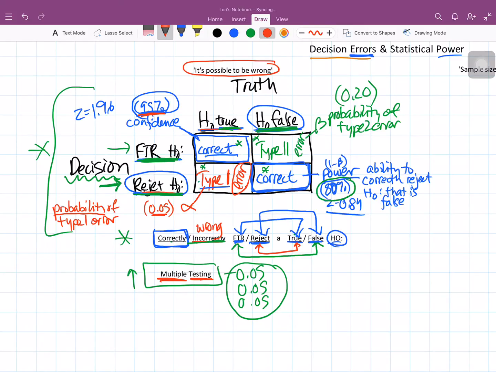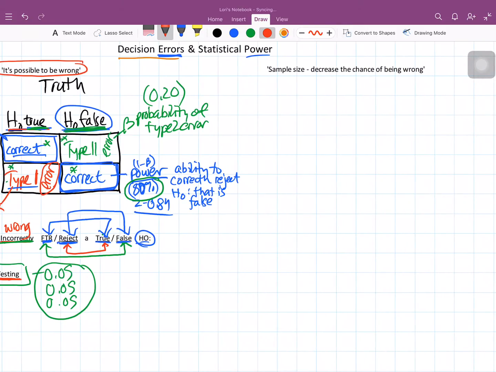So if it's possible to be wrong, then what do we want to do about it? The answer to all our questions in statistics is sample size. So sample size decreases the chances of being wrong. And the way it does that is by making the results that we get more and more and more easy to interpret. So I'm going to write an equation here, and I hope this doesn't scare anybody too much.